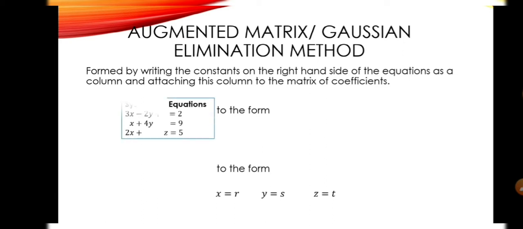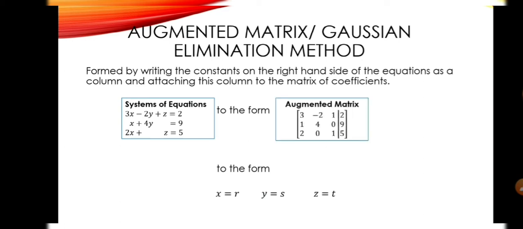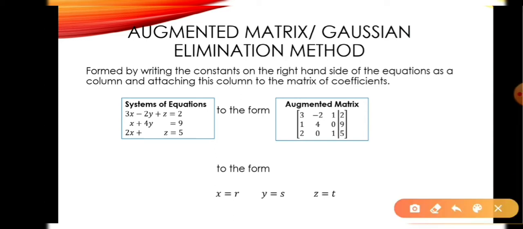Suppose we have 3x minus 2y plus z is equal to 2, x plus 4y is equal to 9, 2x plus z is equal to 5. You have to make it to the form 3, negative 2, 1, 2; 1, 4, 0, 9; 2, 0, 1, 5. If a variable is not written, you have to replace it by 0.